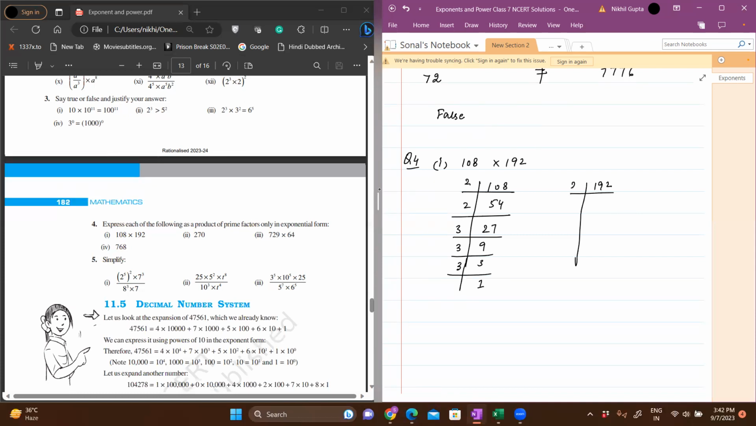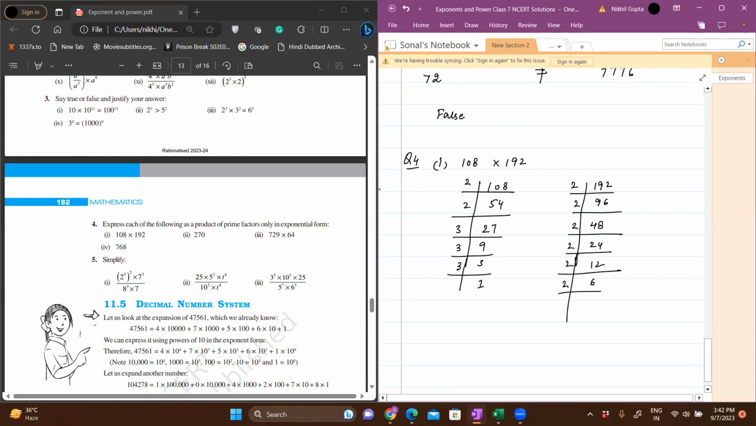Now if we talk about 192, 2 9s are 18, 2 6s are 12, 2 4s are 8, 2 8s are 16, 2 into 24, 2 into 12, 2 6s are, 2 3s are, and 3 1s. So ultimately 108 into 192 we can write down as 2 into 2 into 3 into 3 into 3 multiply 2 into 2 into 2 into 2 into 2 into 2 into 3.